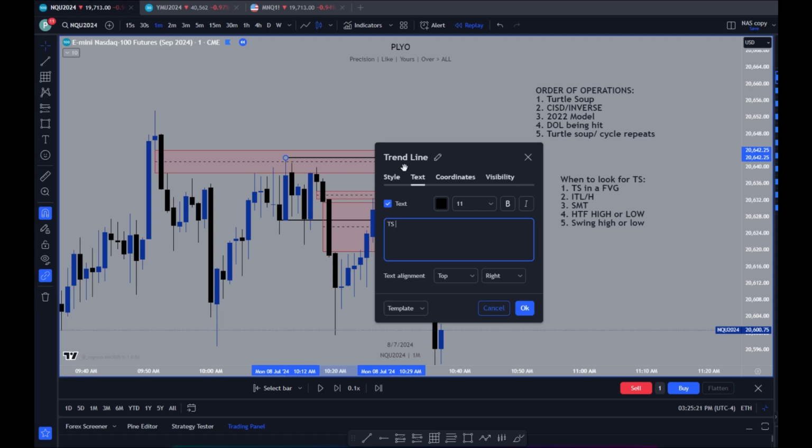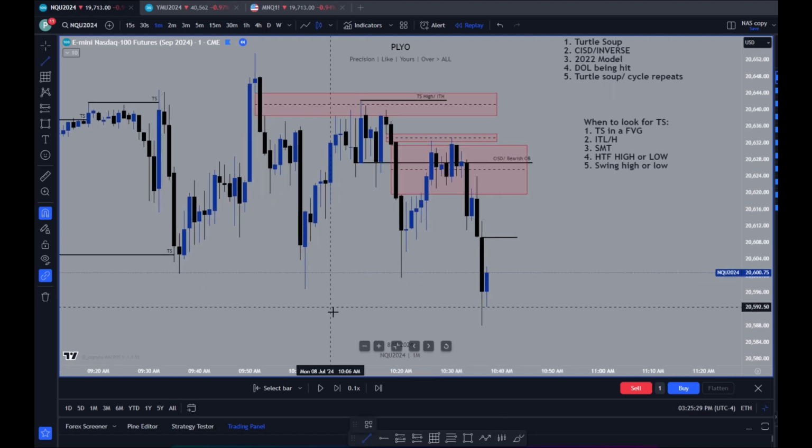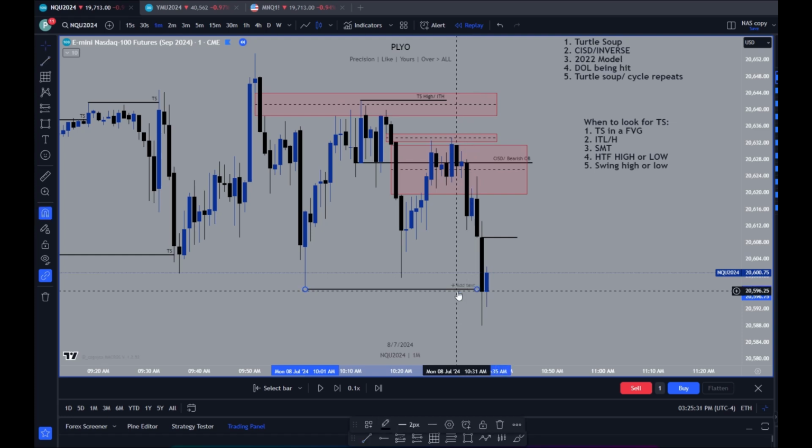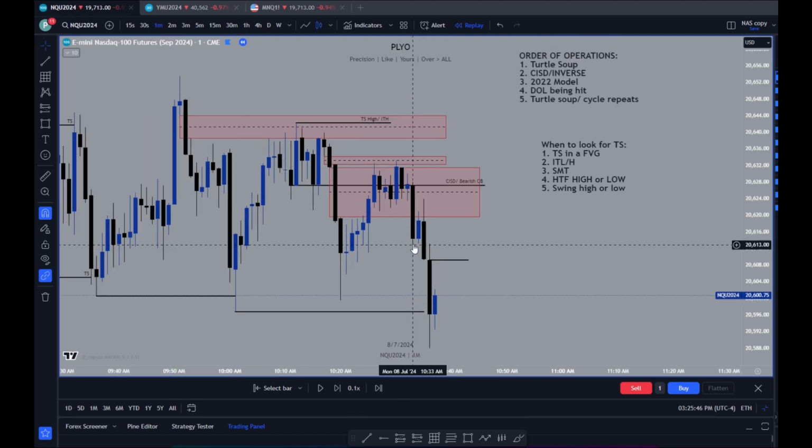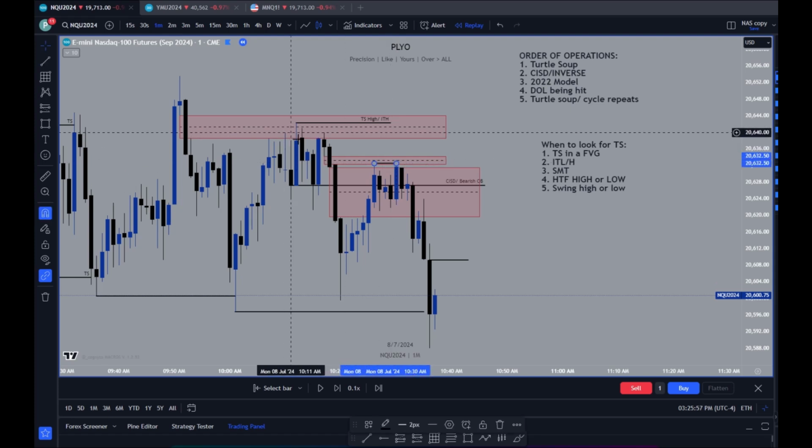So we have a turtle soup high or a new ITH, which should not get hit until the drawn liquidity has been hit, which would be down here, this turtle soup low. Right? This right here is the turtle soup. We left this right here. This low did not get hit until we hit the drawn liquidity, repeating the cycle, now in the bearish cycle. Okay. So now we have CISD, our 2022 model. We tap into another gap.